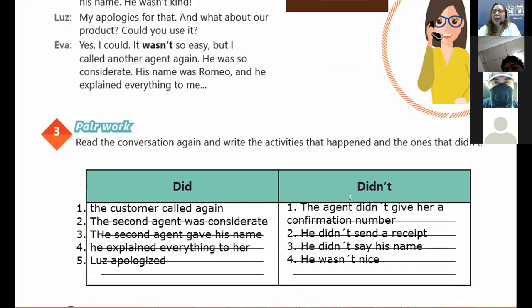Entonces, ¿cómo se forma el negativo? Aquí lo tenemos, ¿verdad? Didn't give, did not, y el verbo en infinitivo o en su forma base, ¿ok? The verb infinitive. ¿Entendido hasta ahí? ¿Vamos bien? Are we okay so far? No, teacher, I don't understand. What part didn't you, Giovanni? Because I said three things.